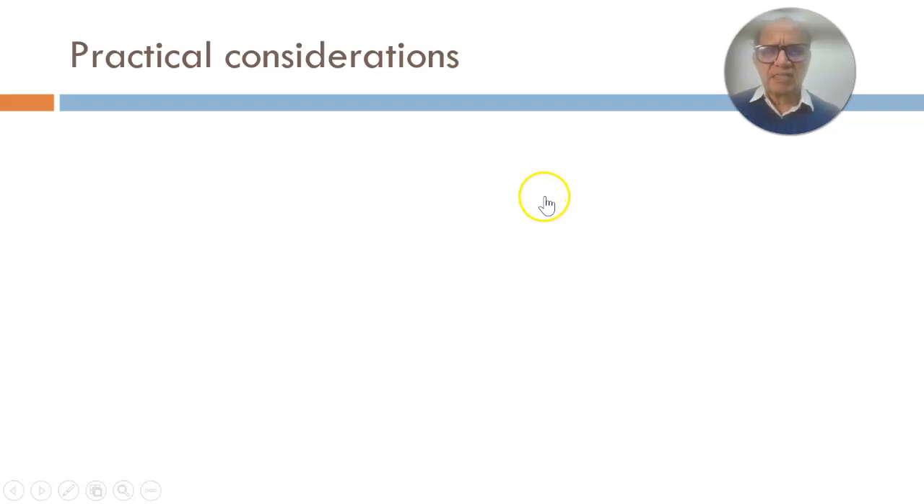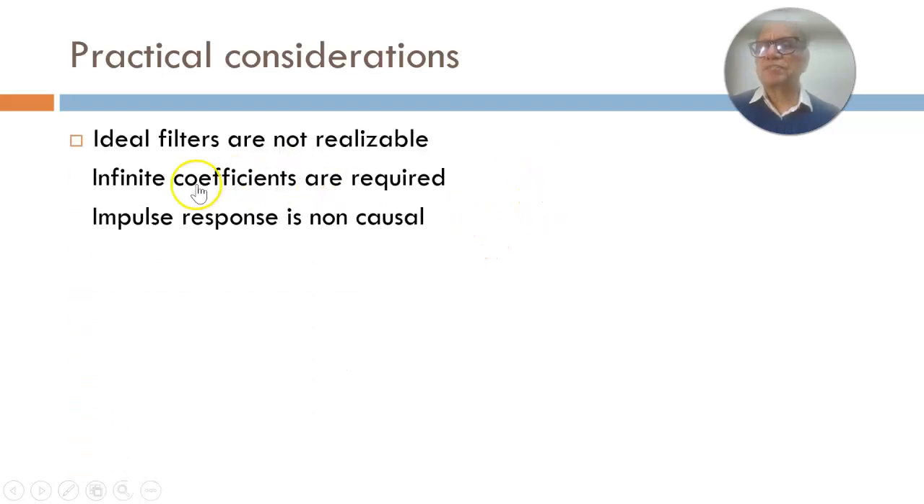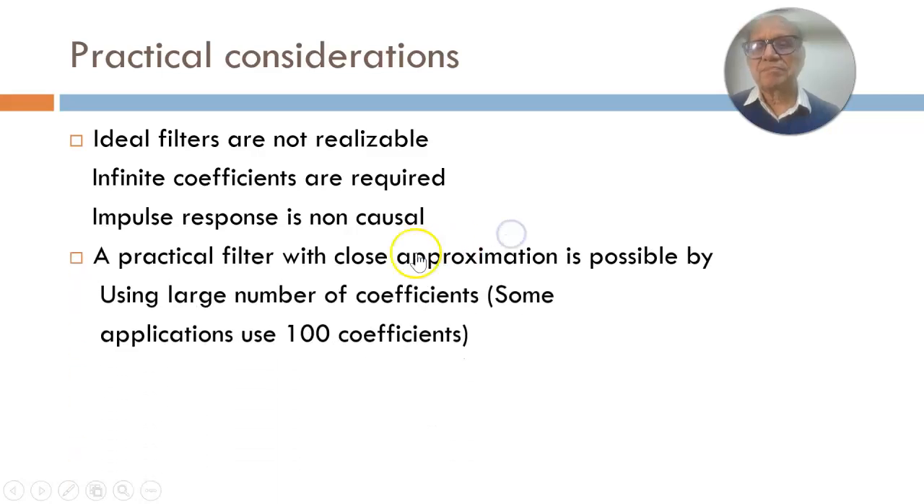So let us revise these practical considerations. Ideal filters are not realizable for two reasons. One is infinite coefficients are required, which is not possible. And second is, for the ideal filter, impulse response is non-causal. It cannot be realized at all. So what then is the solution?